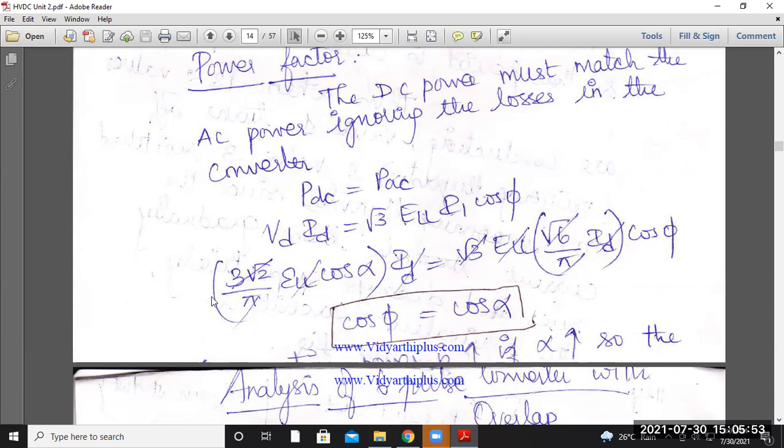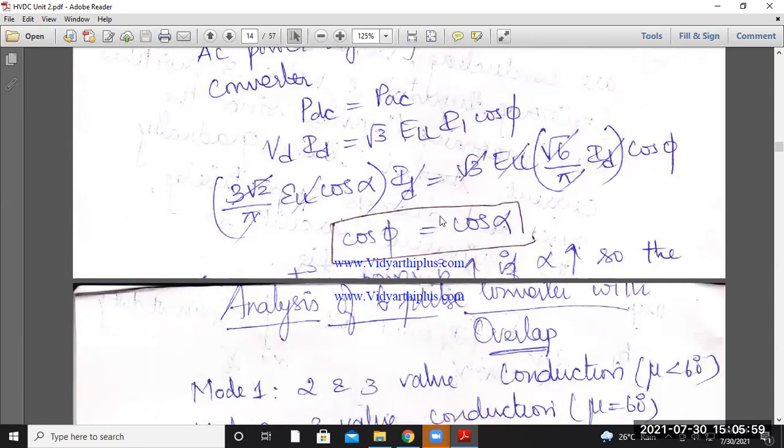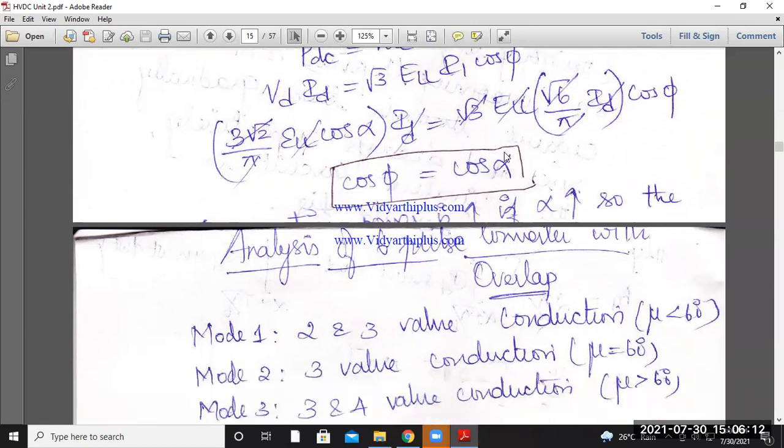So there will be many terms that cancel out in the LHS and RHS. Accordingly, if you find the value, you will get cos alpha equal to cos phi. That is, the AC power factor is equivalent to the DC power factor, that is your cos phi is your cos alpha. Okay, so here you can say if alpha varies, cos phi will vary. If alpha is increasing, cos phi will decrease.